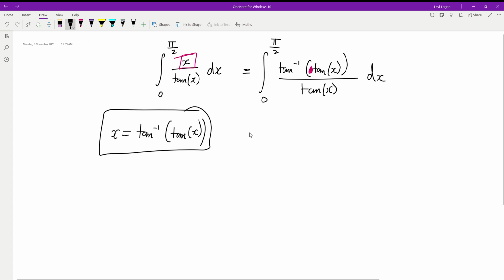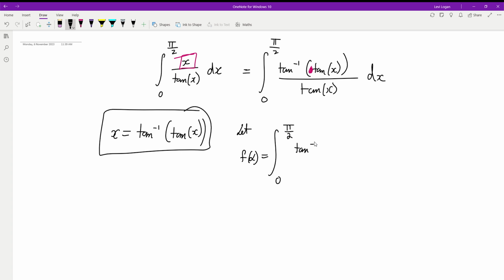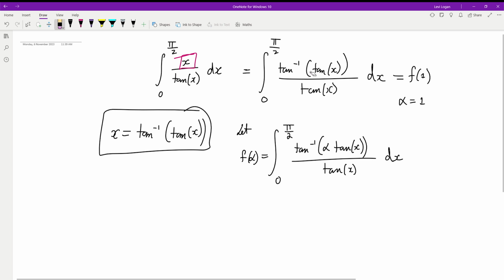This is Feynman's technique of integration. We're going to let f of alpha be this integral, and we're going to put alpha right next to the tan on the inside of the tan inverse. So tan inverse of alpha tan x all over tan x with respect to x. This would be f of 1, when alpha is equal to 1. We're going to break down this integral now, and for our final answer we'll substitute in alpha equals 1.